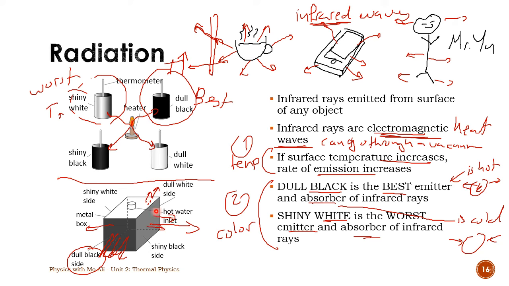So for example, here's the shiny white. This emits the least amount of heat, this emits the most. So if I ask you, which color heats up the fastest, you'd say dull black. Which color would cool down the fastest? It would also be dull black. Okay, great.